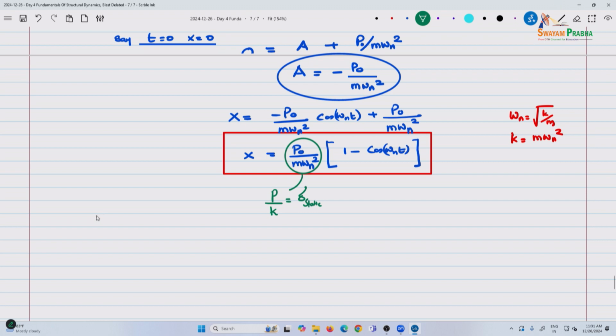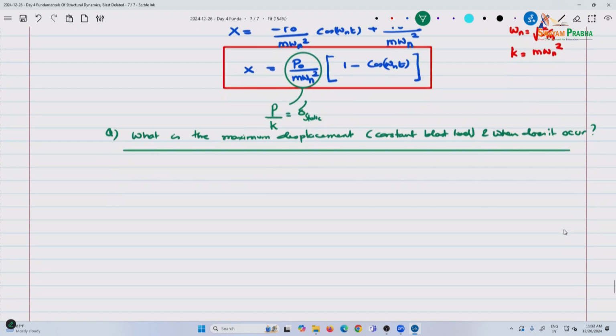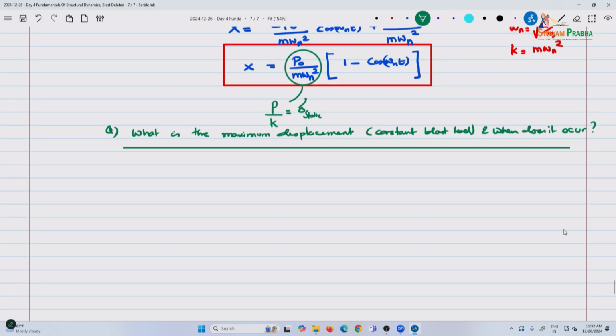Now, the question is, what is the maximum displacement, and again remember, I am reminding you this is a constant blast load, and when does it occur? So what would you do to get the maximum displacement?